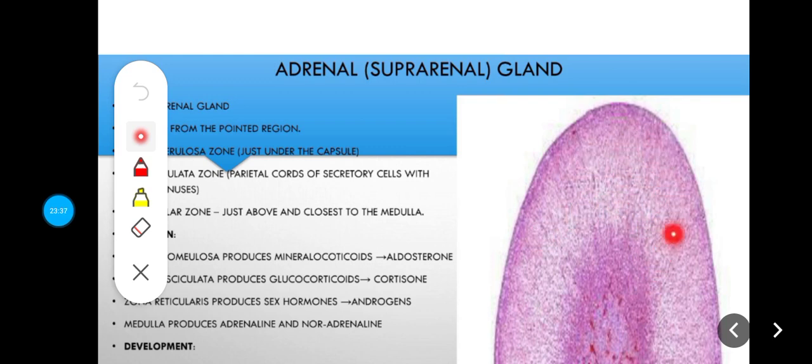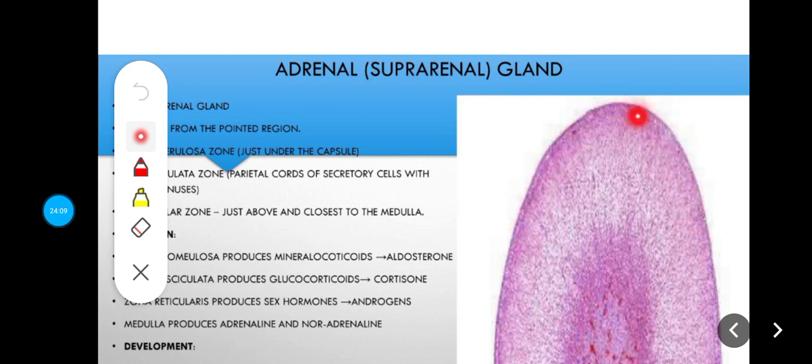From the name, it can give you a clue of the arrangement. Zona fasciculata, more like bundles, straight bundles. Zona reticularis, more like a reticular network. Then zona glomerulosa, which contains cells arranged in circular clumps, just like the glomerulus in the kidneys.